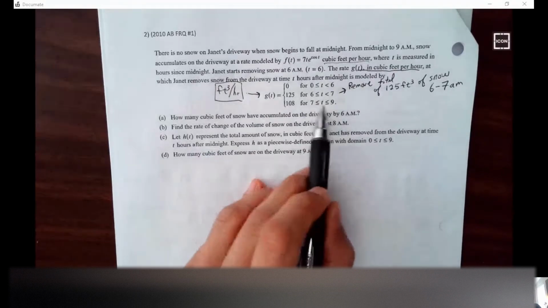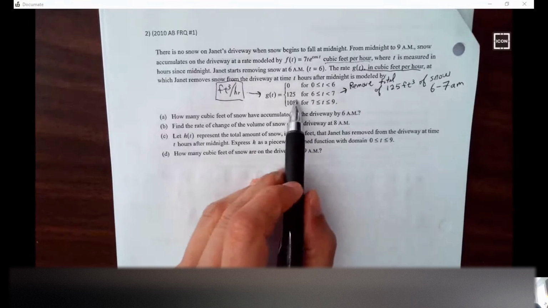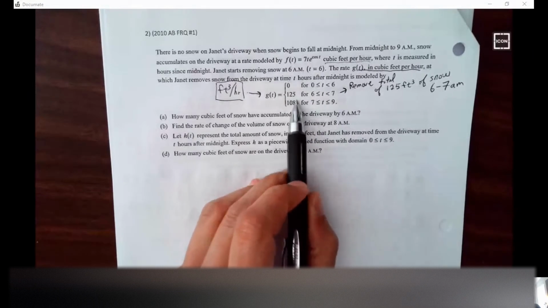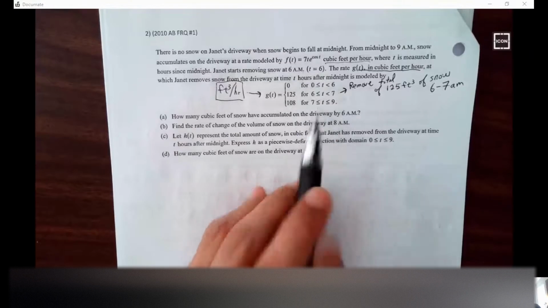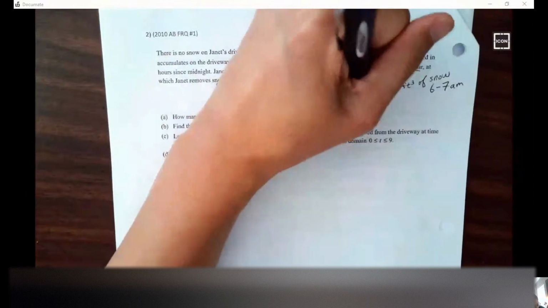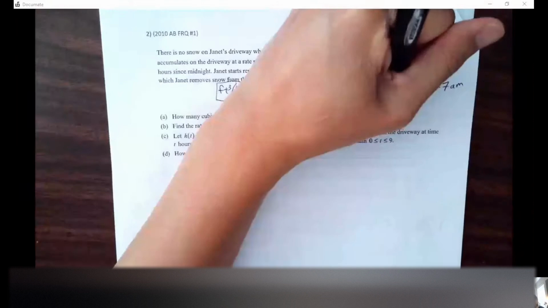Now, for the next 2 hours, she is slowing down a little bit. The rate is not as fast as before, but 108 cubic feet per hour. Over the 2 hour period, we know that by 9 a.m., she's going to remove another 216. Right, 108 times 2.